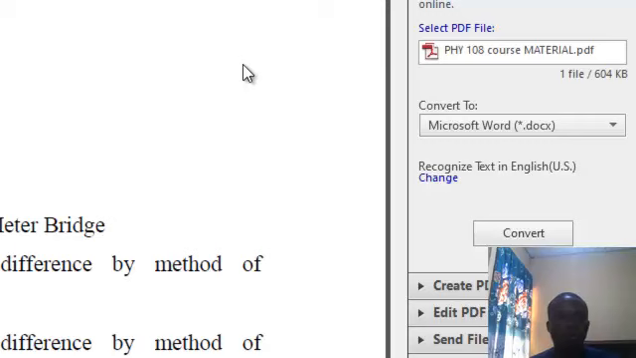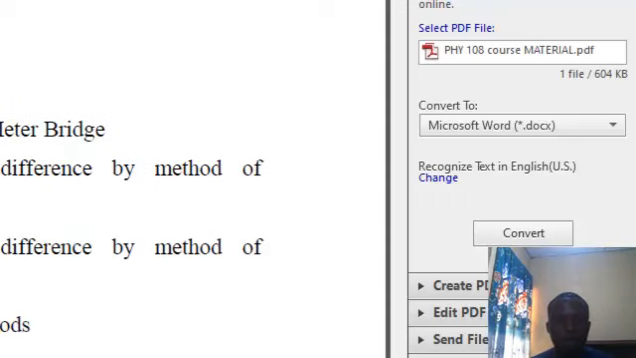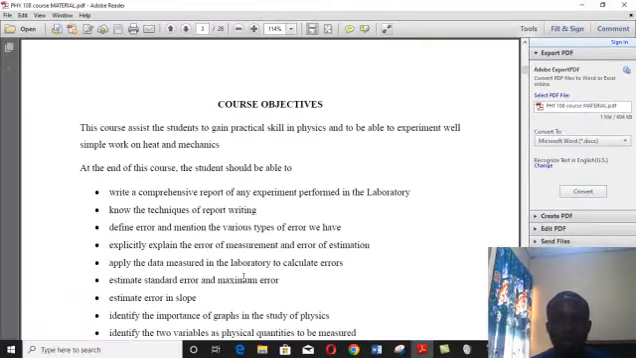We're going to be checking how to do comprehensive report writing, error analysis, then the major aspect, which is the graphs, and then we'll be going into the following experiments. We'll be going through all these experiments. Let me quickly take us through the course objectives.